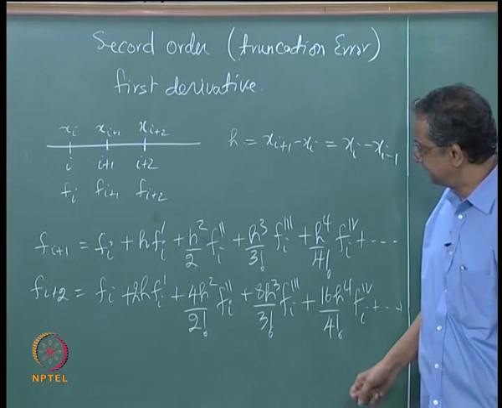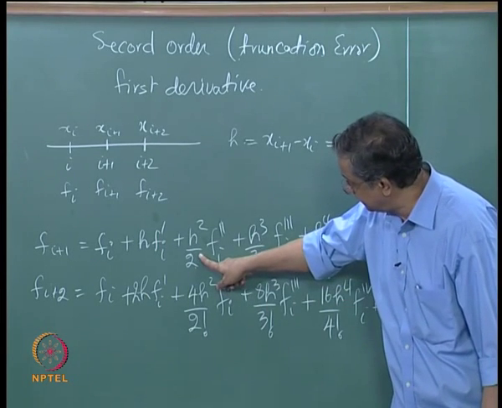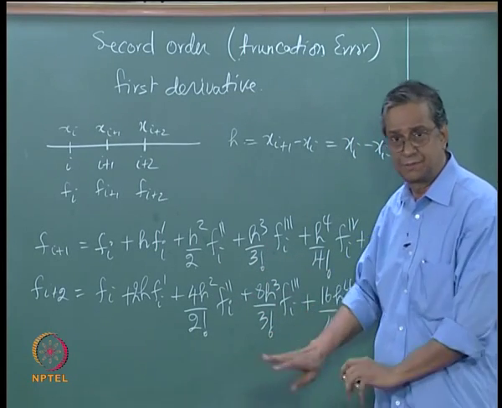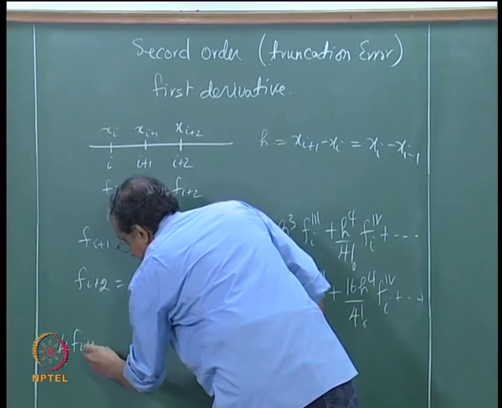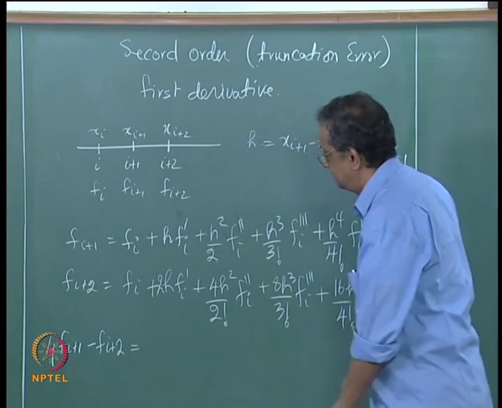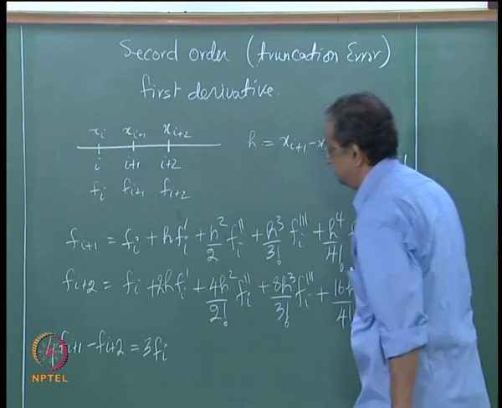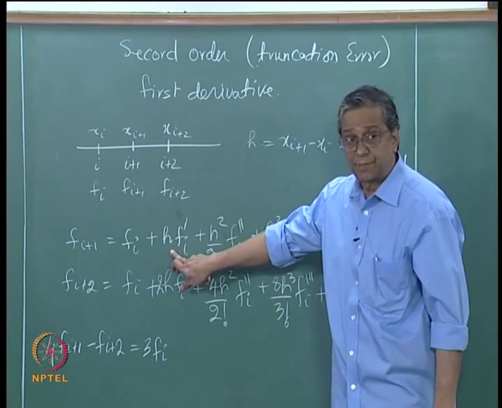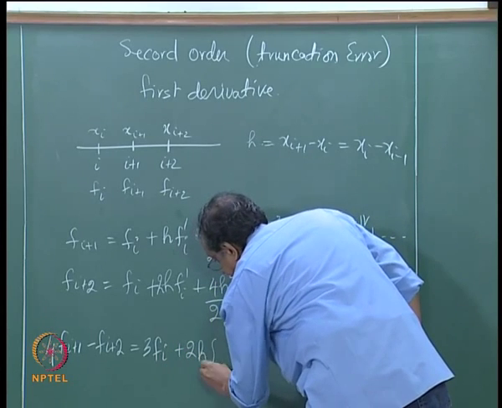So what do I need to do? If I multiply the first equation by 4, I will get a 4h squared here, and I will get a 4h squared here. So if I multiply the first equation by 4 and subtract the second equation, I will knock out the h squared term. So 4fi plus 1 minus fi plus 2 is 4fi minus fi, which is 3fi, 4h f prime, minus 2, that is plus 2h f prime at i.